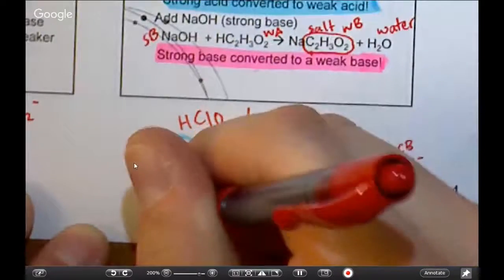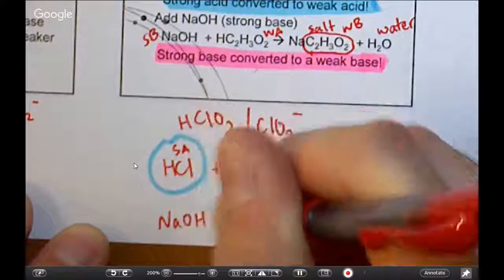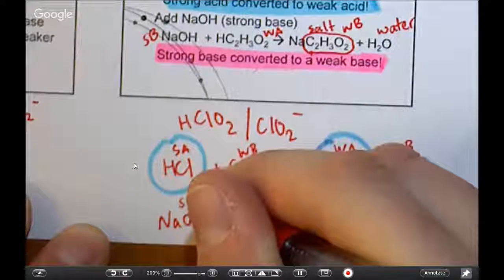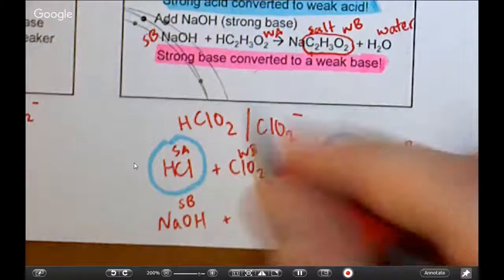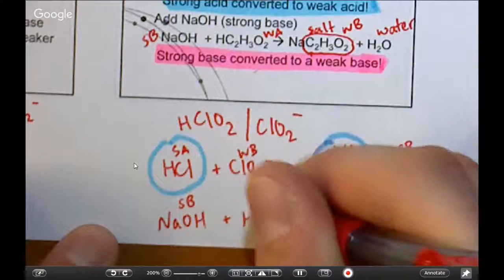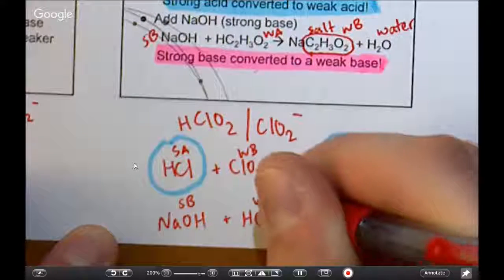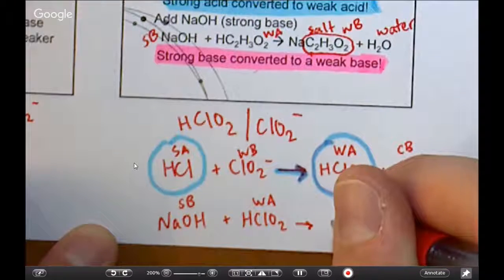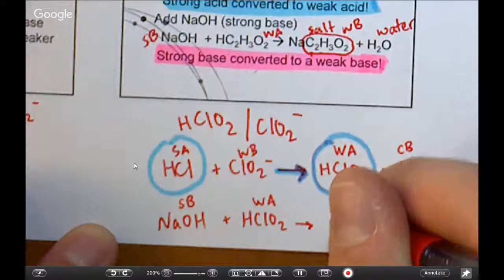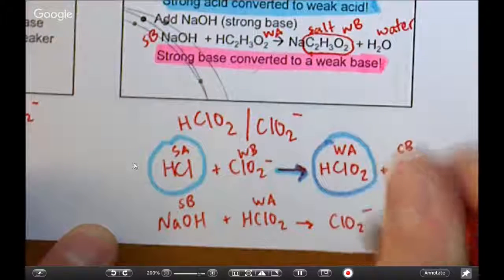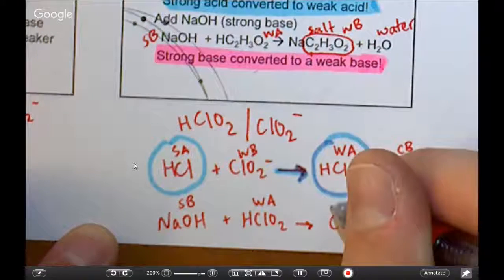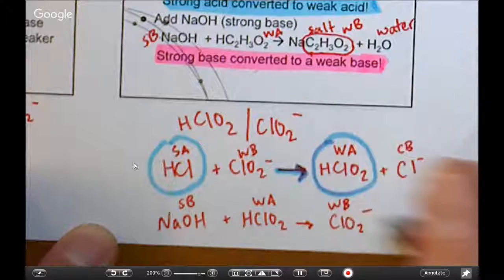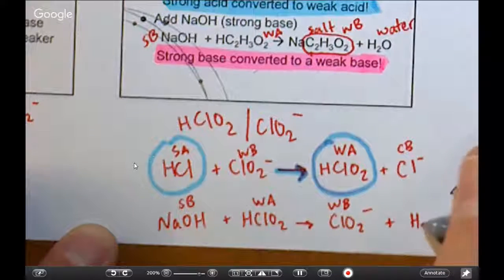In the case of sodium hydroxide, we're going to take that strong base and react it with the weak acid, which is HClO2. And the result is that we form chlorite, which is our weak base, conjugate base, and then water.